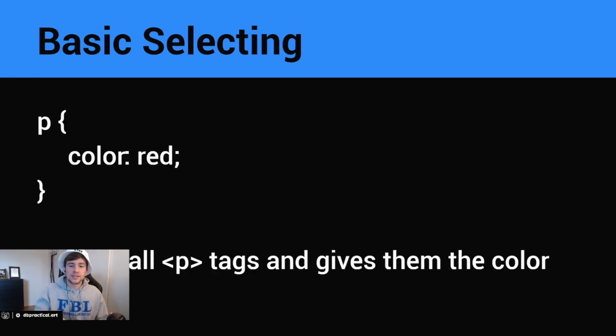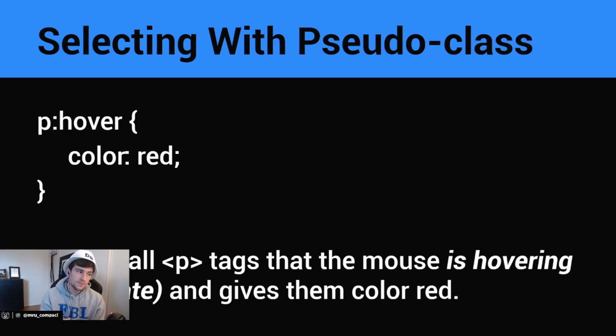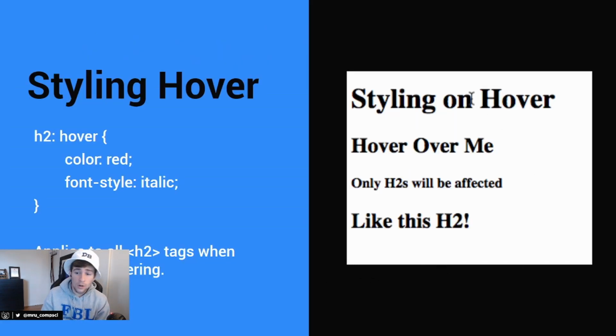So we have basic selecting, right? An element right here, a tag, changing every single p tag, making it red. However, I want to do something when we hover over that p. This one selects all p tags. The mouse hovering over is the state. The state of that element being hovered over gives them the color red. So styling hover looks something like that, right?